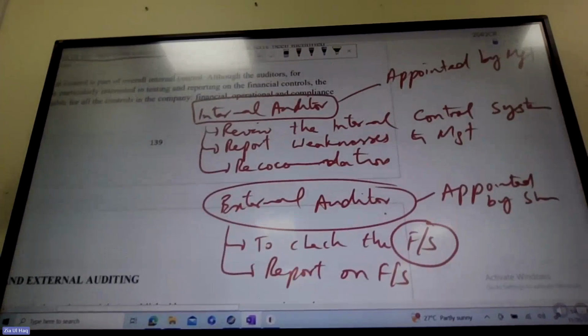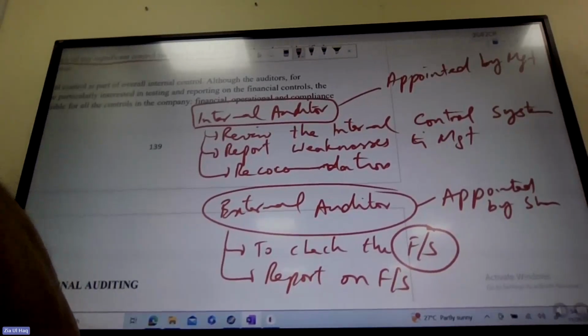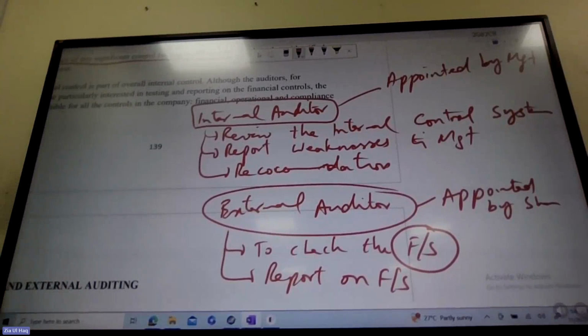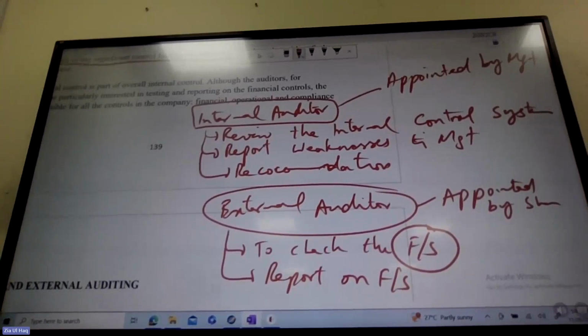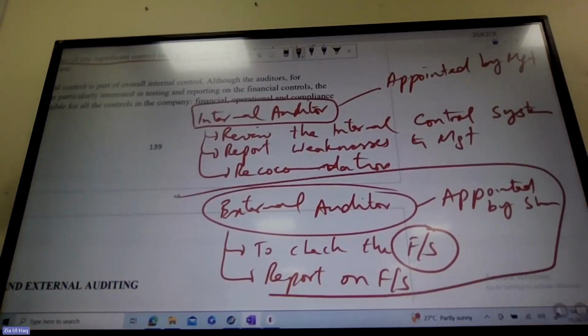The internal auditor is an employee of the company, is appointed by company management, and his main role is to review the internal control system, but management can ask him to perform any role. They can take help from the internal auditor in any of the tasks in the organization because he's an internal person. But the external auditor's role is only single and one, and that is to check the financial statements and provide an audit report on the financial statements.